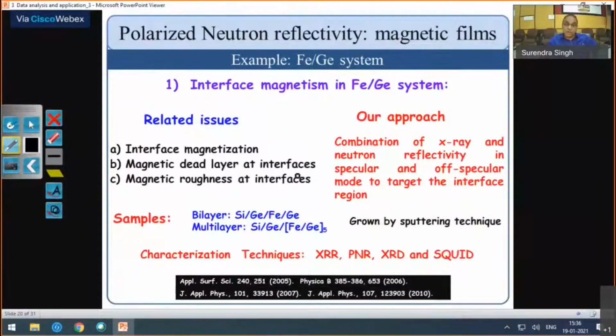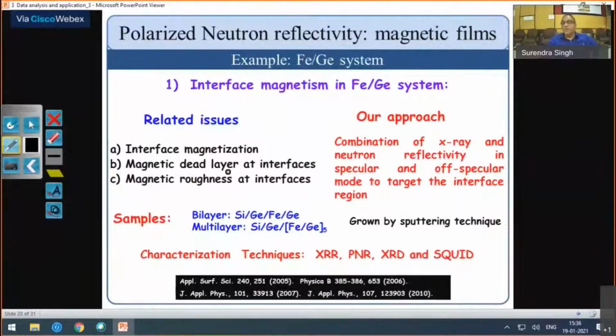Another issue was the formation of a magnetic dead layer. What we mean by dead layer is no ferromagnetism at the interfaces. Sometimes we also say depleted layer, because the ferromagnetism is getting lost at the interfaces. And there is also magnetic roughness at the interfaces. These were the related issues, and we wanted to study them.